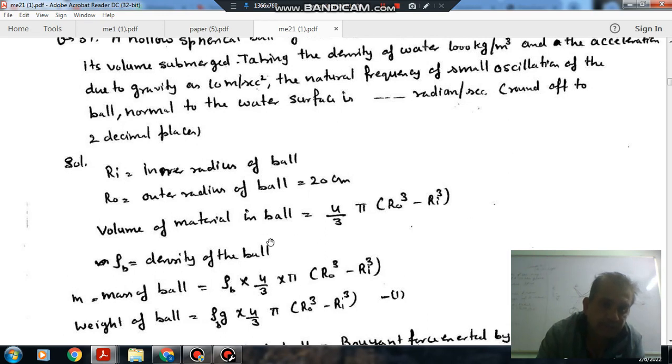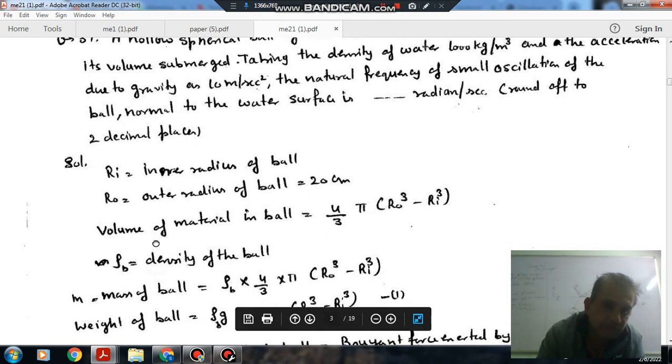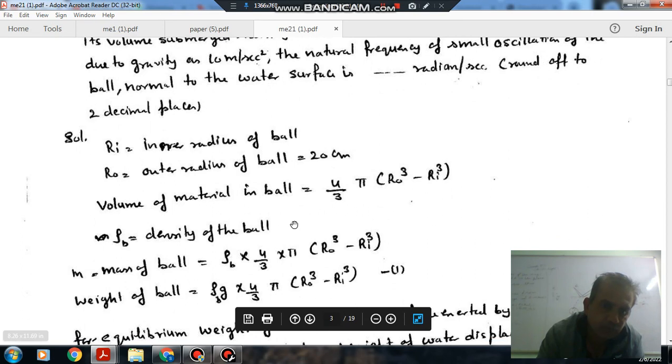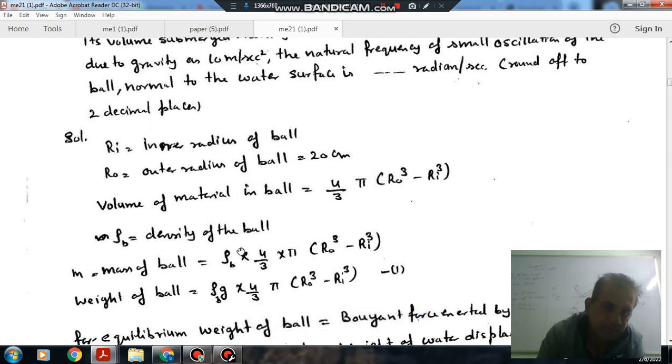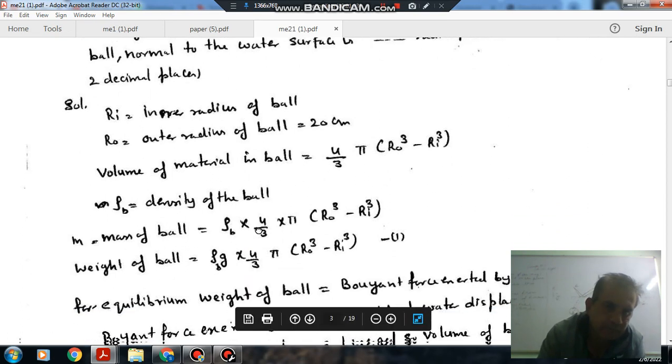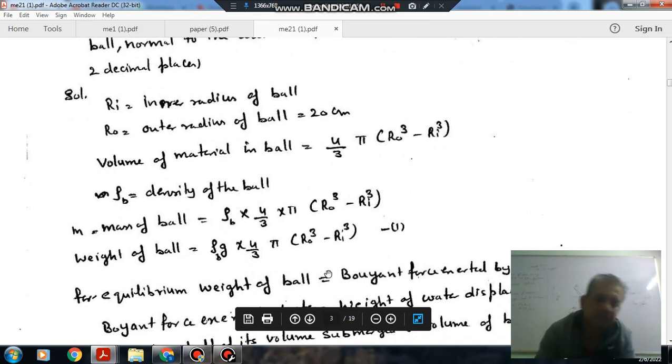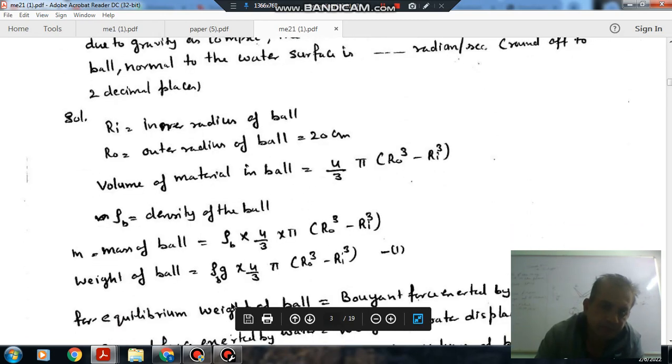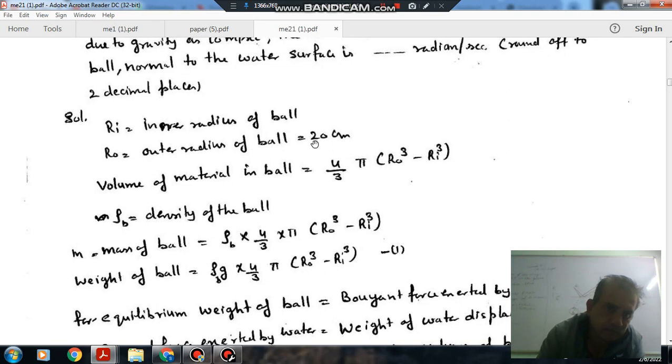And let rho be the density of the ball. Then the mass of the ball is density times volume of material. Then we multiply it by g, and that is the weight of the ball. Now this is the weight of the ball, and this is the volume of the ball material, and R naught is your 20 centimeter.